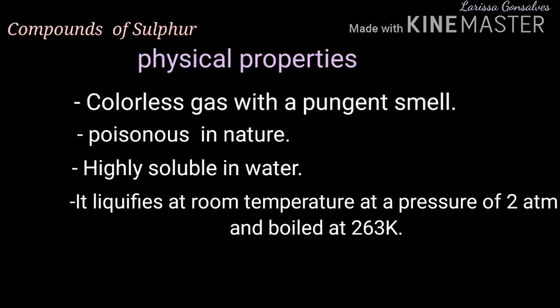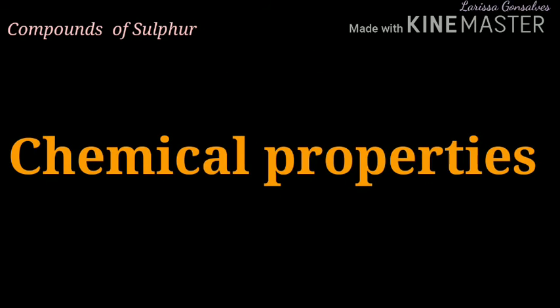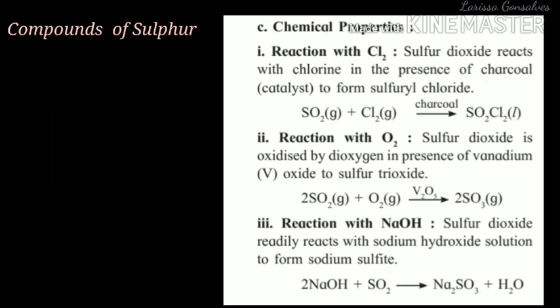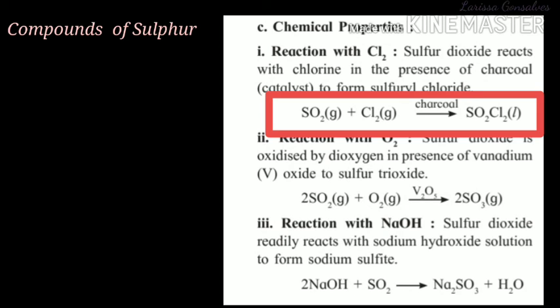Next, we are going to study the chemical properties of sulfur dioxide. First is reaction of sulfur dioxide with chlorine. Sulfur dioxide, that is SO2, reacts with chlorine Cl2 in the presence of charcoal. So charcoal here is acting as a catalyst, which means it is going to speed up the rate of the reaction, and the product formed is sulfuryl chloride with the formula SO2Cl2, and it is liquid in state. Catalyst will not appear in the final product because it is used in very small quantities.